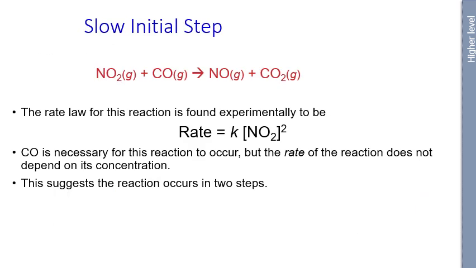So, slow initial steps. Here's a reaction: nitrogen dioxide plus carbon monoxide giving nitrogen oxide plus carbon dioxide. The rate law for this reaction is found experimentally to be k[NO2]squared, the concentration of NO2 squared. Carbon monoxide is necessary for this reaction to occur, but the rate of reaction does not depend on its concentration. This suggests the reaction occurs in 2 steps, with one being the rate determining step.